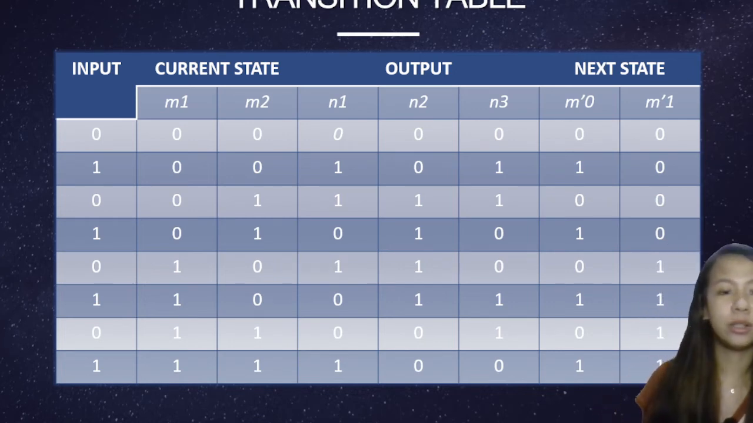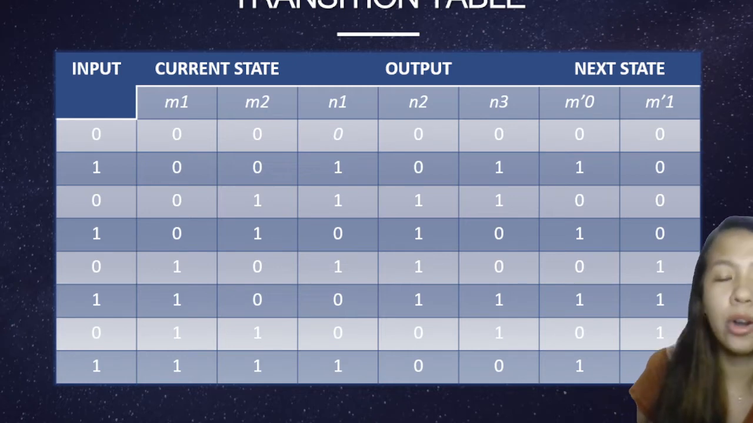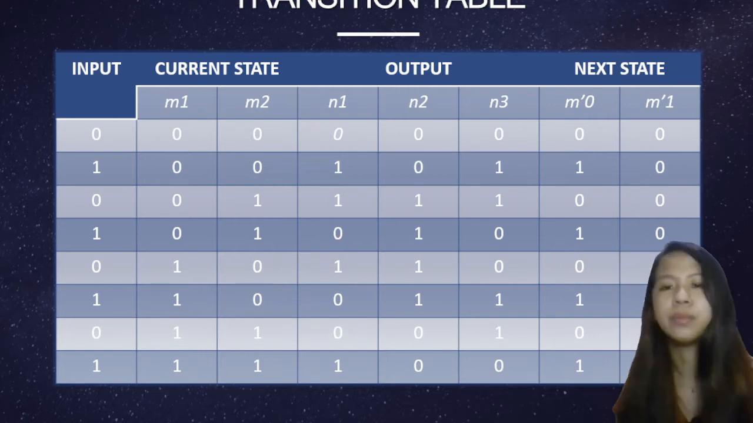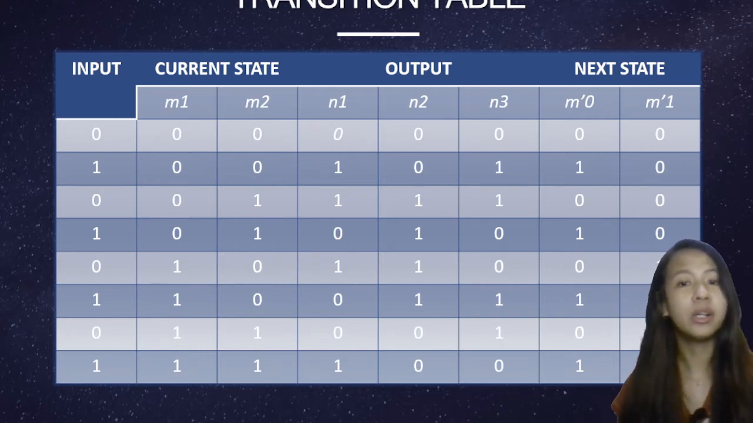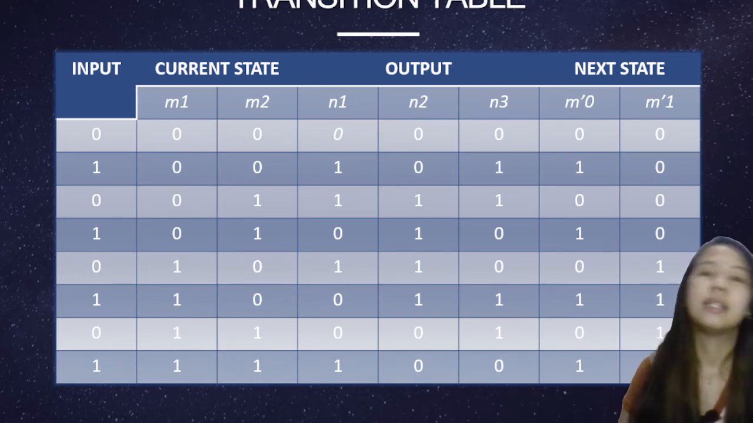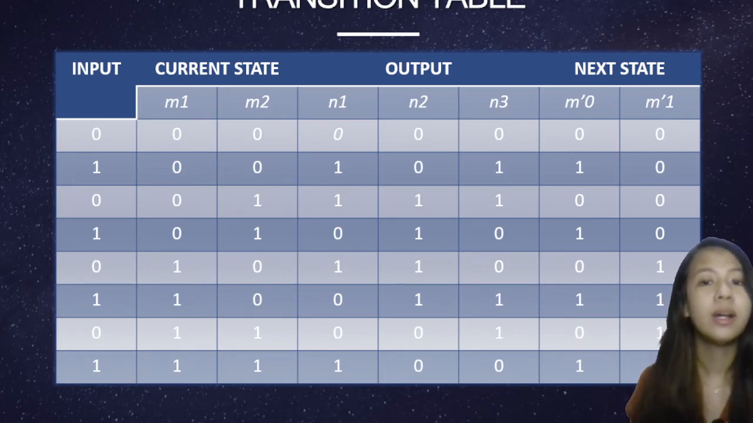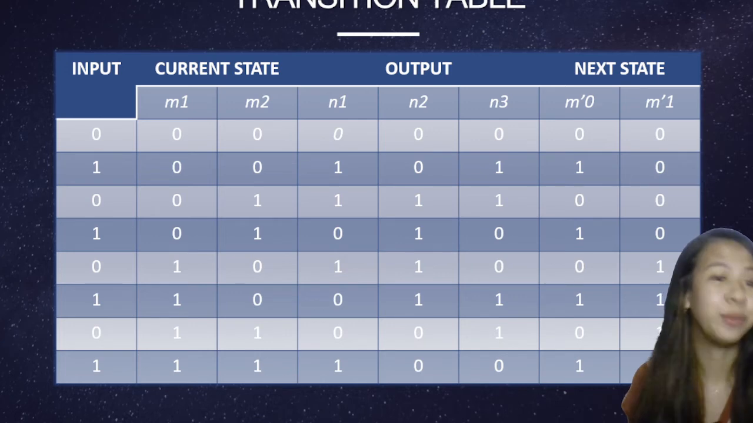In this transition, if the input is 0, the current state is 0,0, then the next state is 0,0 and the output is also 0,0,0. And if the input is 1 and the current state is 0,0, the next state is 1,0, then the output is 1,0,1. Now, if the input is 0 and the current state is 0,1, the next state is 0,0, then the output is 1,1,1.